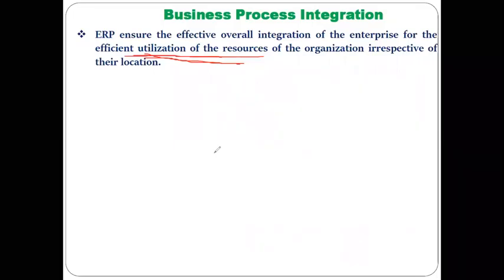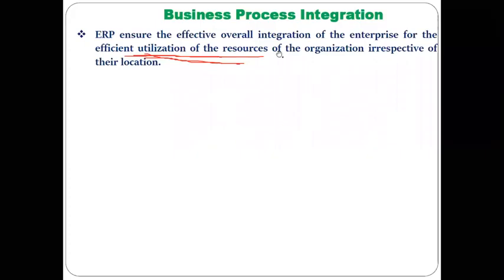Means what? If some business units have equipment which is not currently required, this kind of information can be easily updated within an ERP, and it can easily reach the other business units where there might be a need for that equipment, and that equipment can be utilized. Understood? This is possible because of what? ERP has a connection with all other business units. ERP can manage the connection with all other business functional departments or business processes, etc.